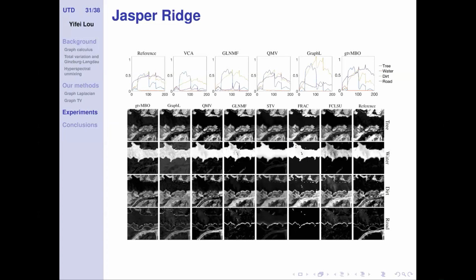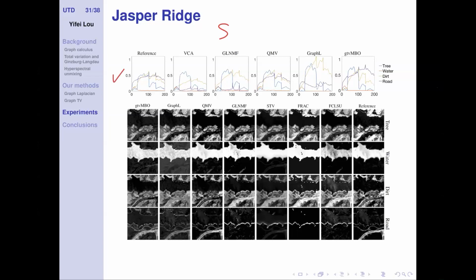Next, we will look at a real data set. It's called Jasper Ridge. On the top are the endmembers, which is the S matrix, and I think there are 4 elements: tree, water, dirt, road. So we plot the spectral signature here. This is the S matrix, and the bottom are all the abundance maps.